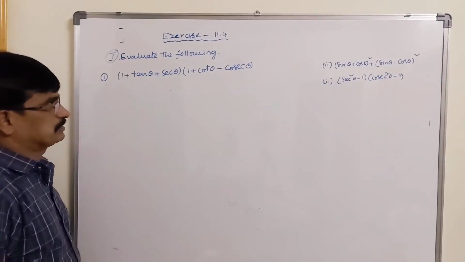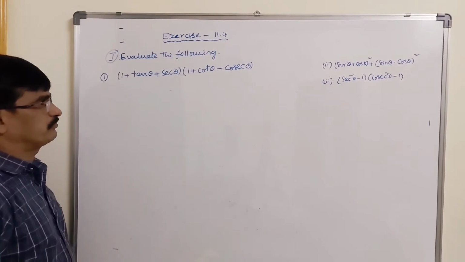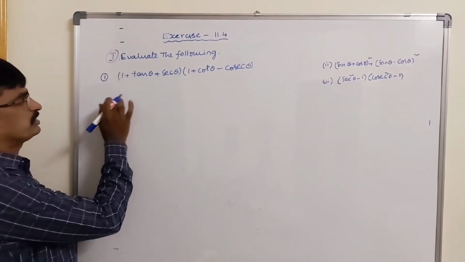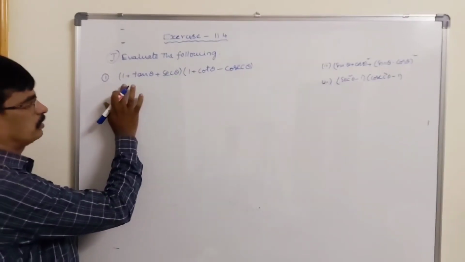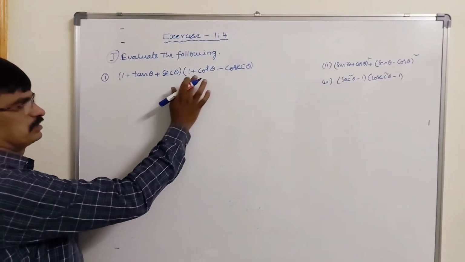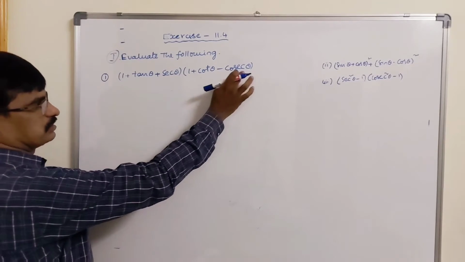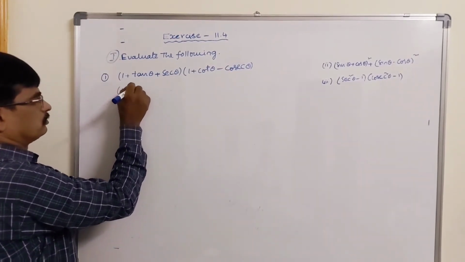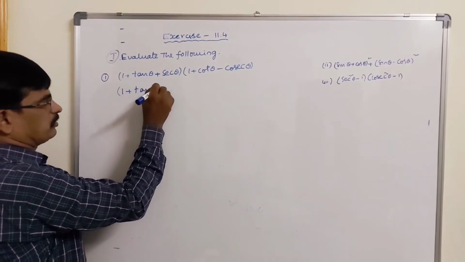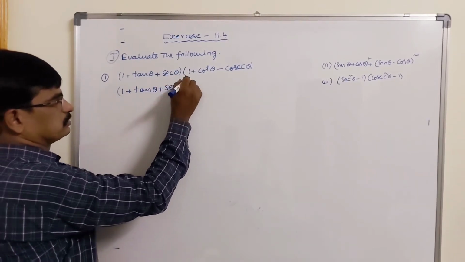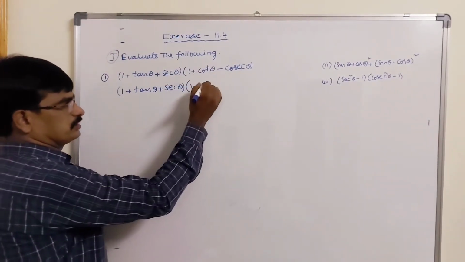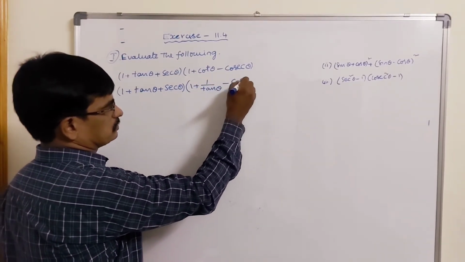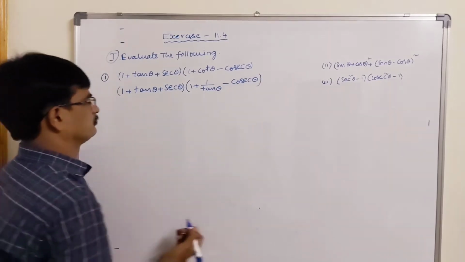Today we are going to discuss exercise 11.4 from trigonometry. The first question: evaluate (1 + tan theta + secant theta)(1 + cot theta - cosecant theta). Now write 1 plus tan theta plus secant theta as it is, and cot theta can be written as 1 by tan theta, minus cosecant theta.